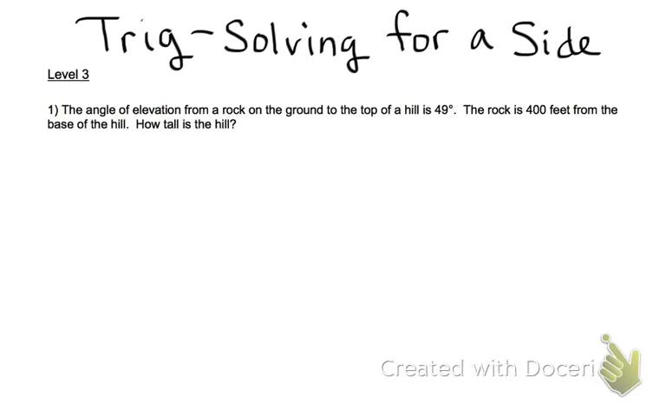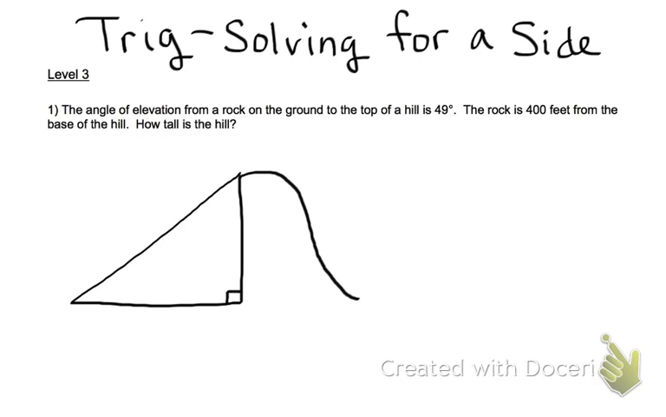So first, I'm going to draw my right triangle, and I'm going to draw a little picture. On the right side, this is my hill. So let's assume that's my hill right there, and I'm going to label that hill. And down here is my rock on the ground, and I'll label that my rock.